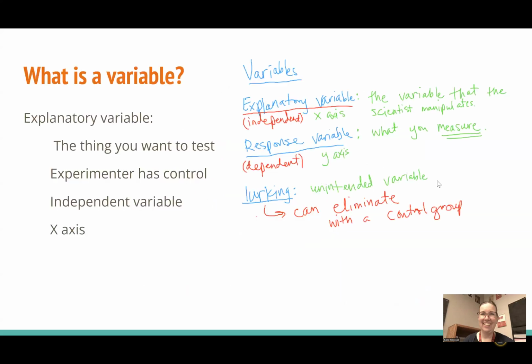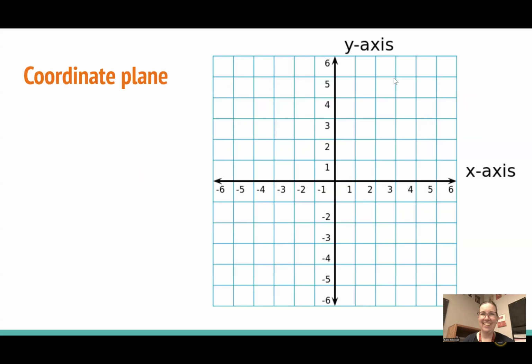All right, so let's do a little bit of review. Now, you guys are pretty mathy, so you probably know that this is the coordinate plane. You probably know how to graph an equation on this. You need to remember that the y-axis is the one that goes up and down, and the x-axis is the one that goes from side to side. This is the whole coordinate plane that you would see in a math class.